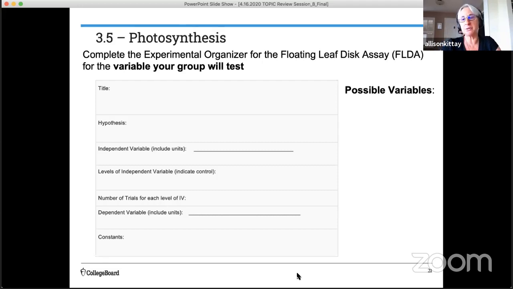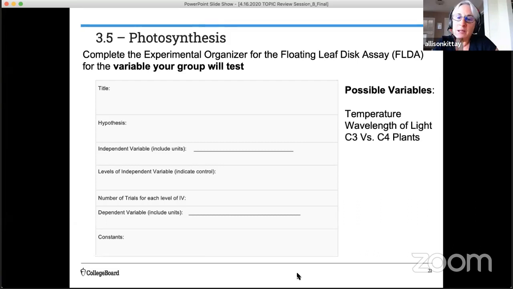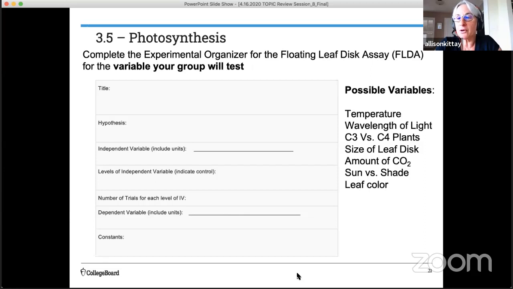So if you wanted to brainstorm some variables, you could investigate temperature, wavelength of light, C4 versus C3 plants, the size of the leaf disc, the amount of carbon dioxide, sun plants versus shade plants, leaf color, leaf size. Okay, so you go ahead and pick your variable.